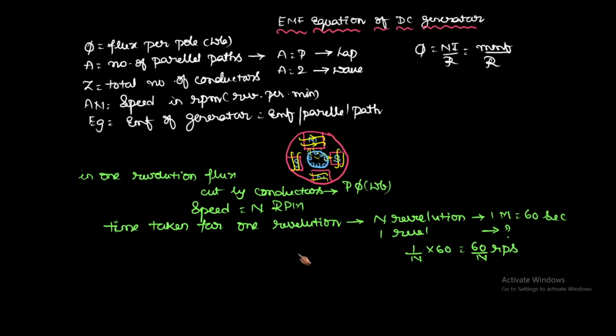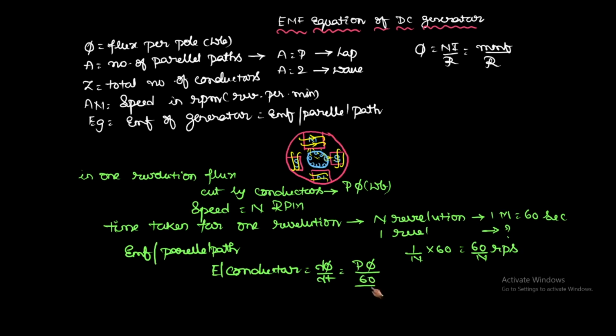So here we can multiply. What is the EMF? Now we will write the EMF per parallel path, that is our target. Before going to that, we will write the EMF for each conductor. That is d phi by dt. d phi means the flux cut, that is P phi, and the change in time is 60 by N. So we can write it as P phi N divided by 60.